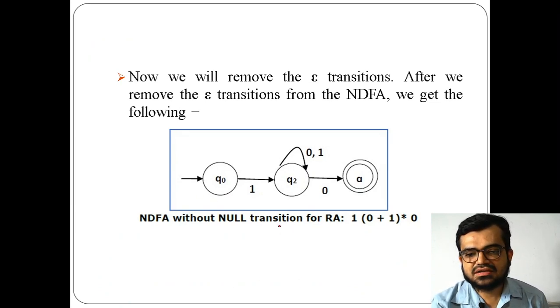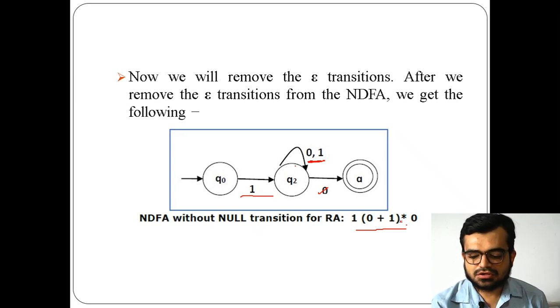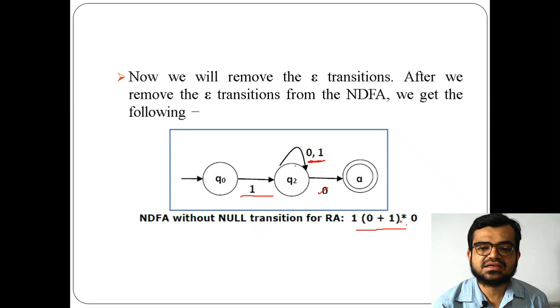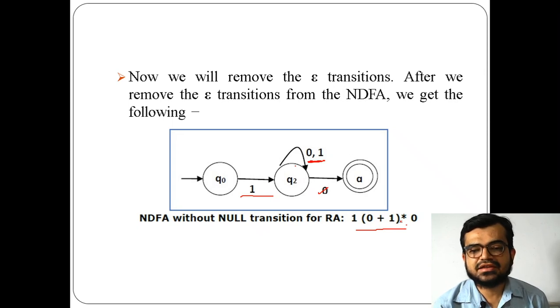The same thing here: this is my 1, and this is 0 plus 1, and the closure means it is repeating here, and concatenation means beside this is 0. So in this way you will get it, and you can perform this through epsilon closure, or else you can perform it directly as well. This is the process of converting from regular expression into NFA.